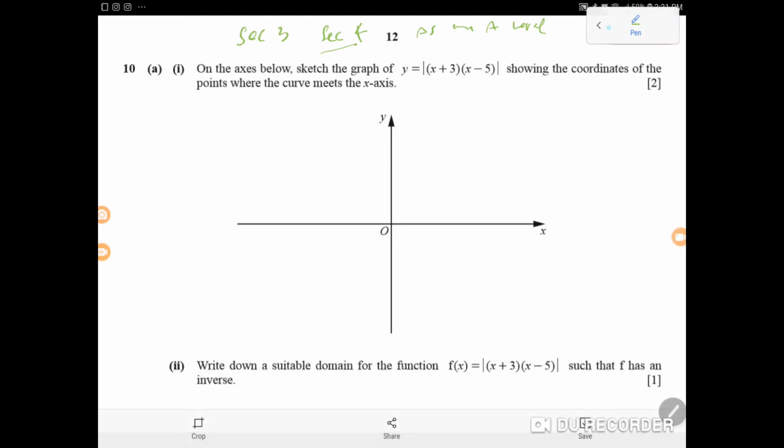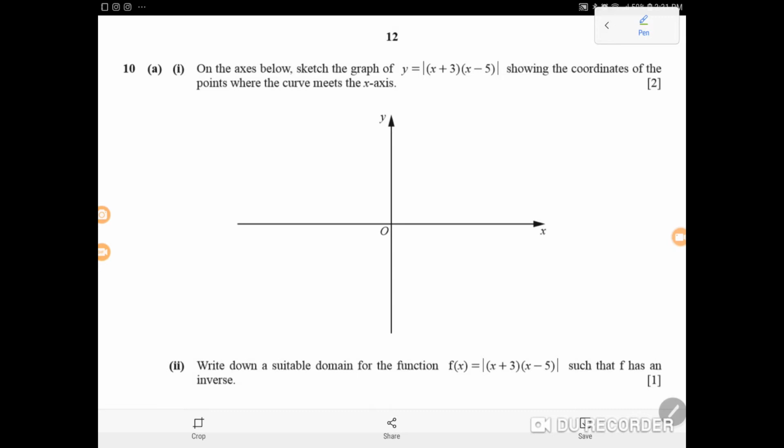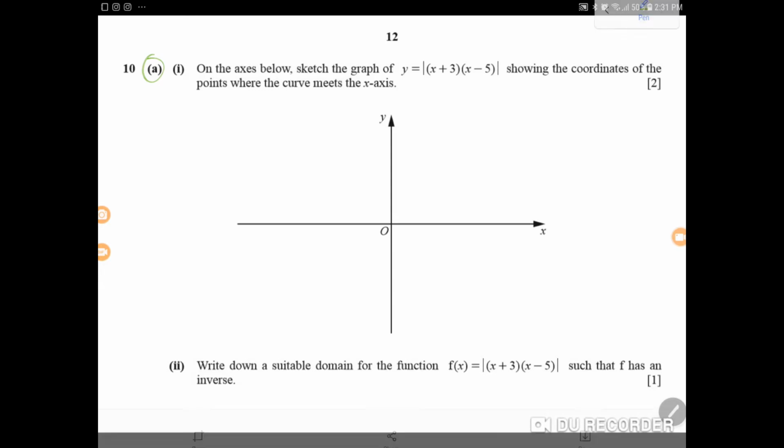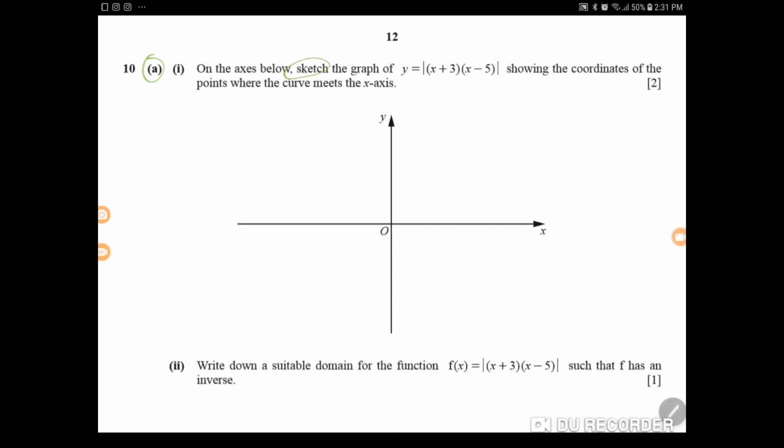Let's go directly and jump into how to answer this question. In this video I'm just going to answer this question. The question says: on the axis below, sketch the graph of y equals the absolute function of (x plus 3) multiplied by (x minus 5), showing the coordinates of the points where the curve meets the x-axis. So here the question is asking us to sketch.